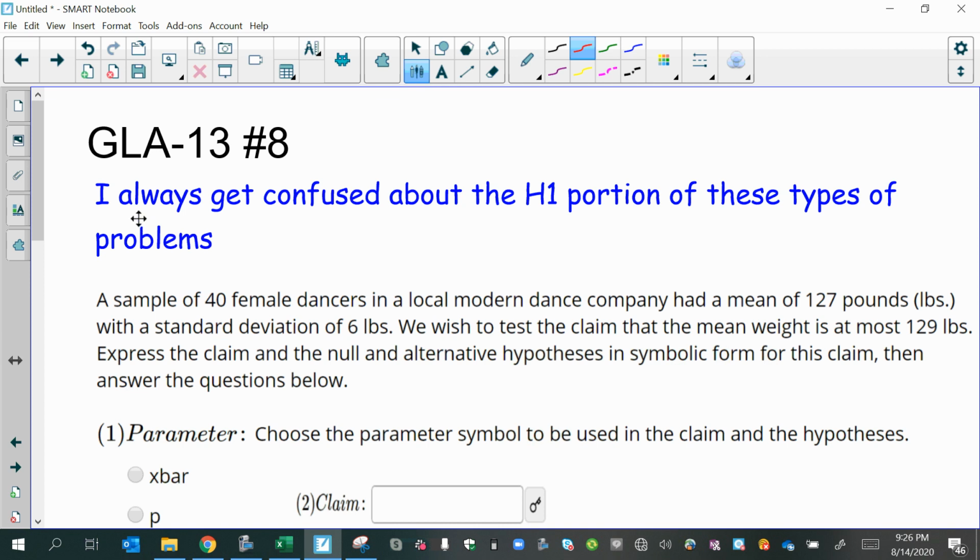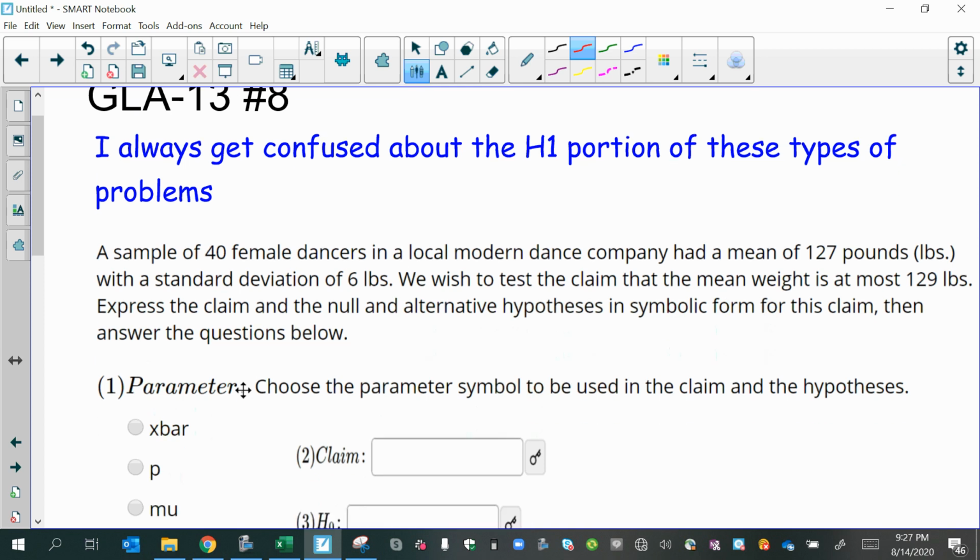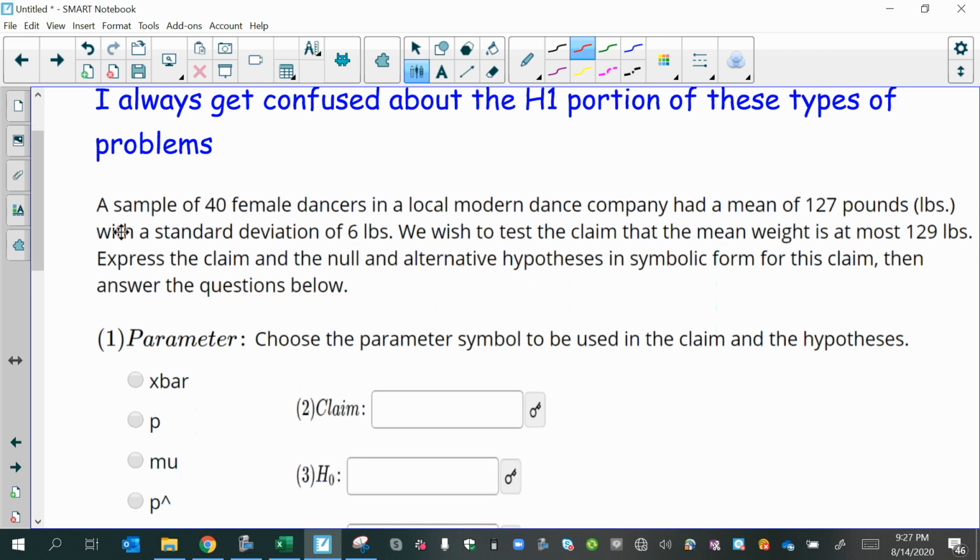Okay, this student asked, I always get confused about the H1 portion of these types of problems. So what this student is saying is that when they have to figure out what the alternative hypothesis should be, it seems confusing. So let's see if we can clear that up.